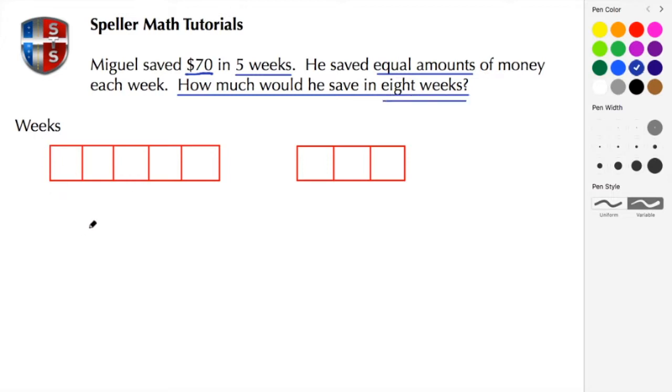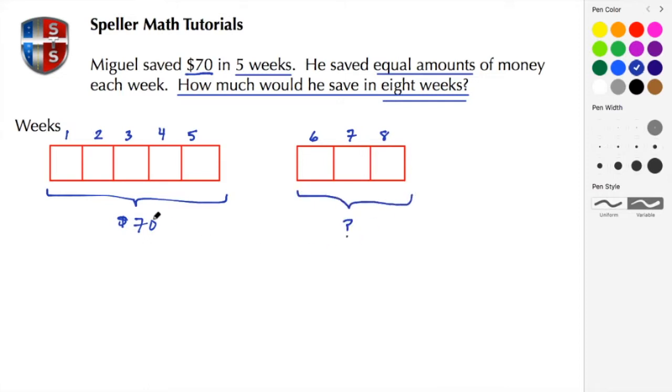Here we see that I've already started with a diagram showing the weeks, and let's be more explicit with this diagram. Let's label this first part week 1, week 2, week 3, week 4, and week 5. And we know that the total for those 5 weeks is $70. And we want to find out how much he saved in 8 weeks. This box here represents week 6, 7, and 8. We need to figure out what that amount is, and then we're going to end up adding 70 and that amount to answer the question, which is how much he saved in 8 weeks.